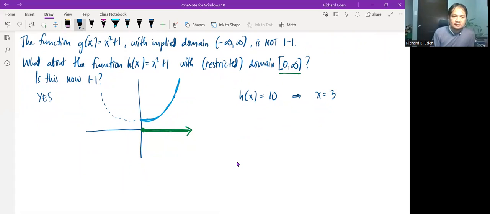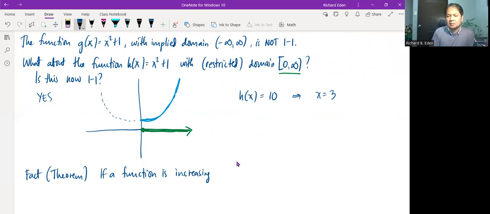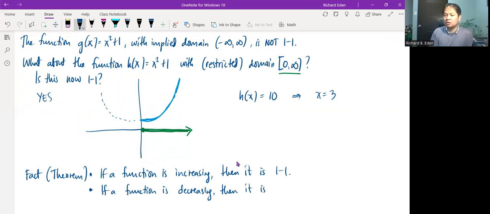So this is actually a theorem. If a function is increasing, then it is one-to-one. If a function is decreasing, then it is also one-to-one. Can you imagine why? Or how would you argue? Why is it that when a function is increasing, it must be one-to-one?